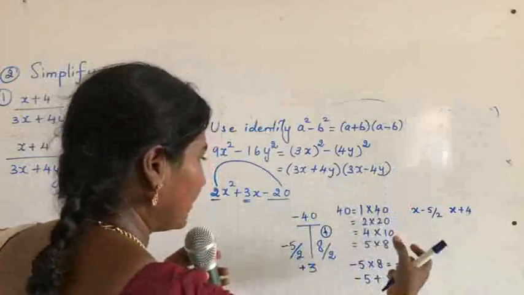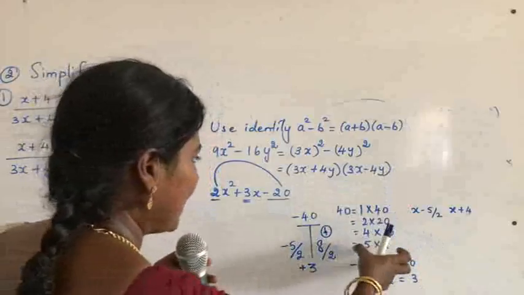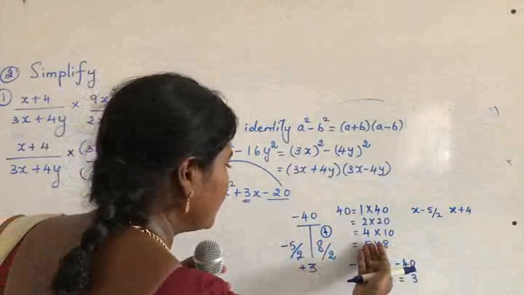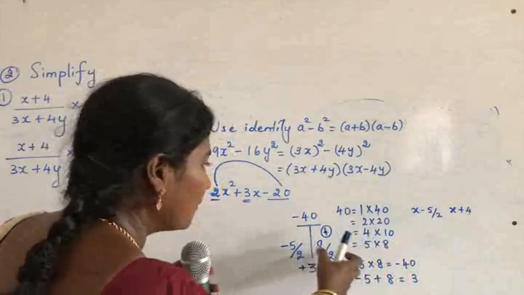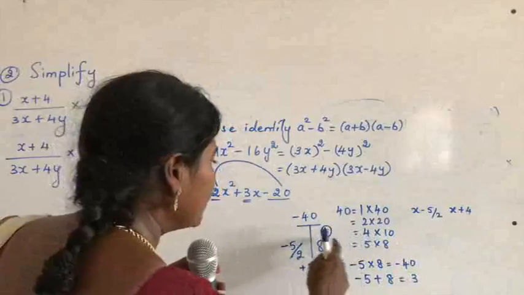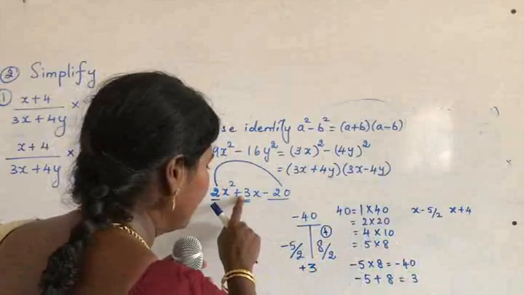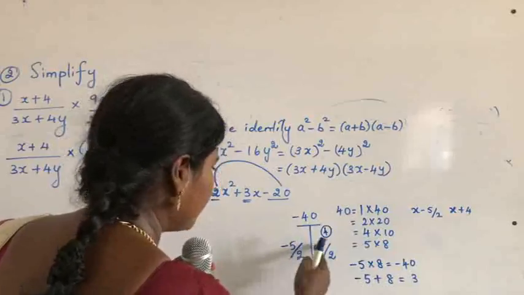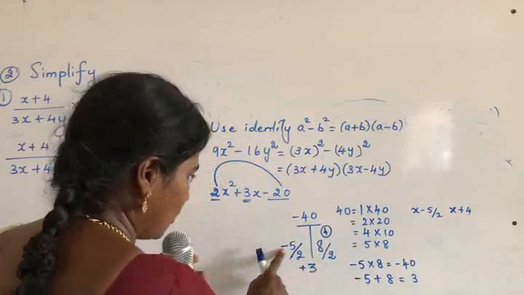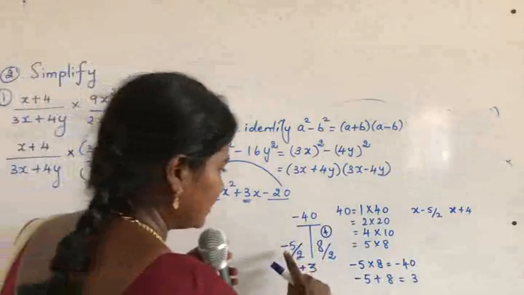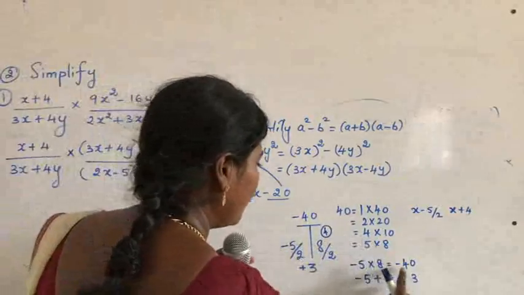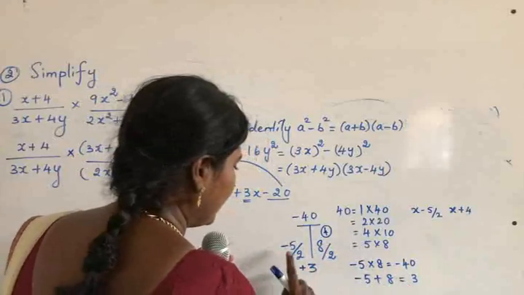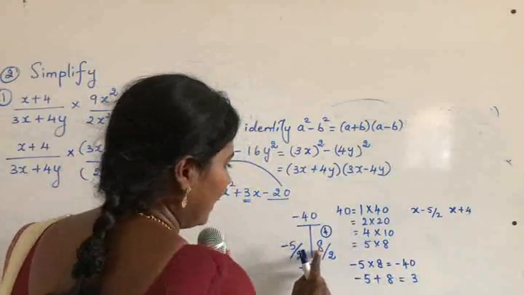You express it and choose the appropriate number. So we have chosen an appropriate number, that is 5 and 8. After choosing 5 and 8, you have to insert the appropriate sign. Since the coefficient of the middle term is plus 3, the bigger number should be positive. So we can insert a negative sign for the smallest number. When we check the answer, minus 5 into 8 gives you minus 40, minus 5 plus 8 gives you plus 3. So we have got the answer minus 5 and 8.